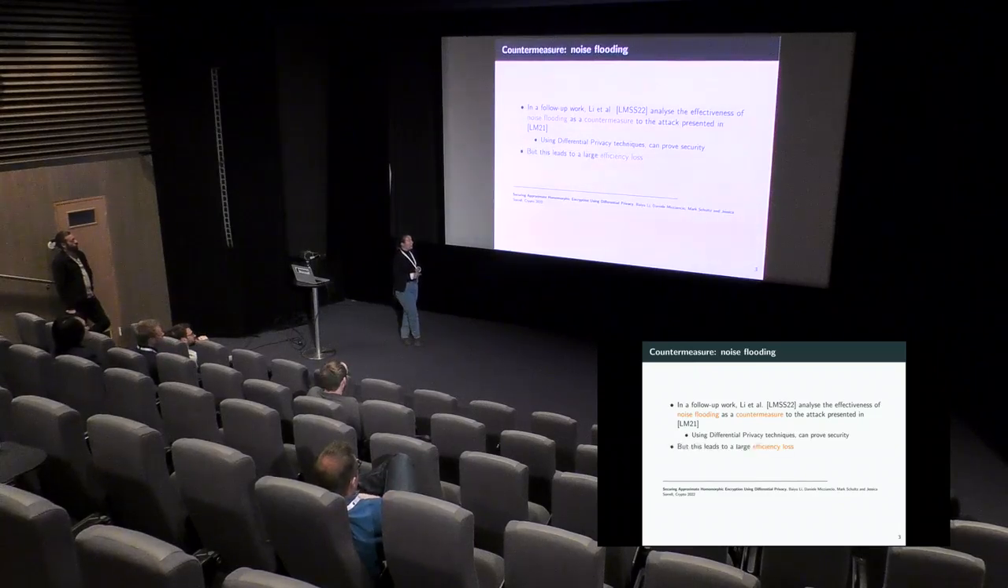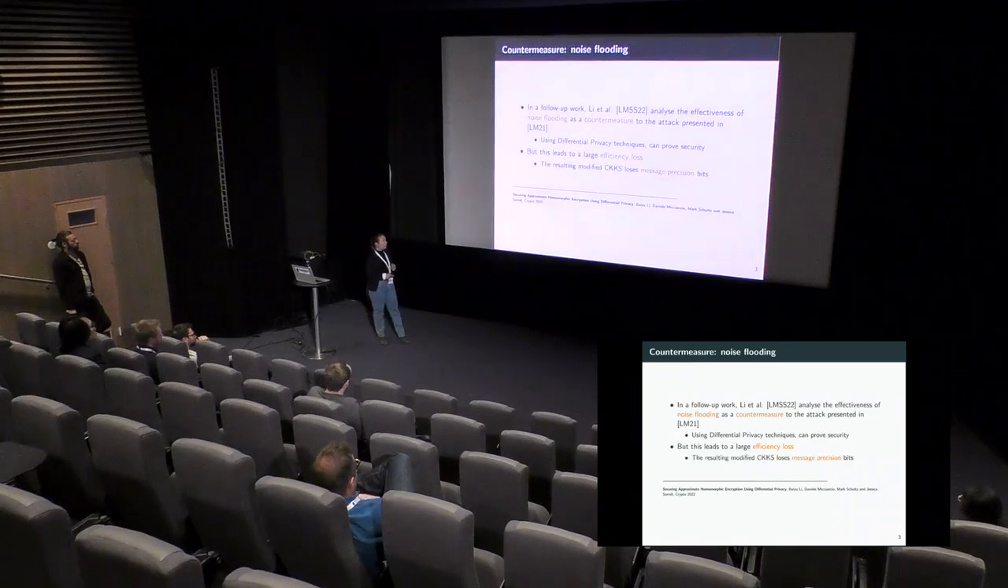except that this leads to a very large efficiency loss. To get provable security using these differential privacy techniques, you have to use quite heavy noise flooding. In particular, the resulting modified scheme loses a lot of message precision bits. So we go from having a lot of space for the message to just not having a lot of space for the message.